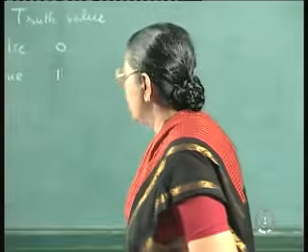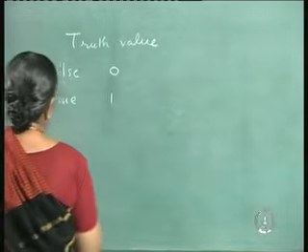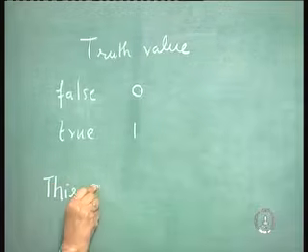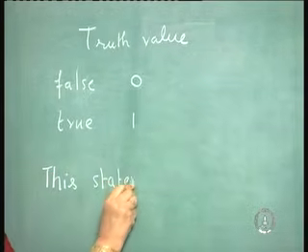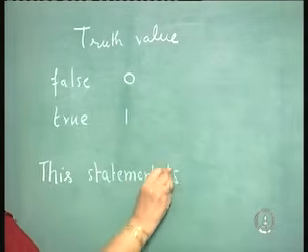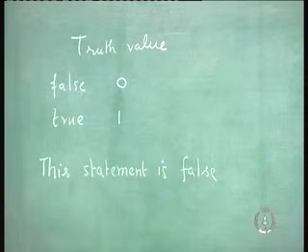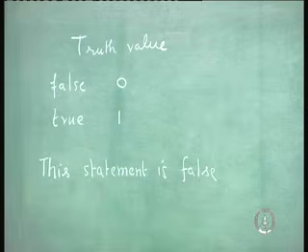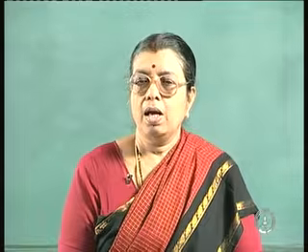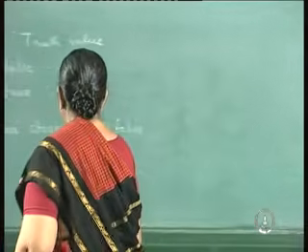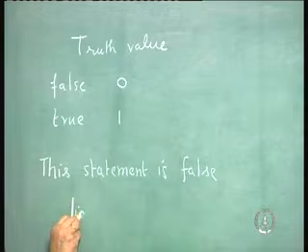For example, consider this sentence. This statement is false. This is an assertion. Is it a proposition? It is not a proposition because you cannot associate a truth value to this. If it is true, it is false. If it is false, it is true. So, you cannot associate a true or a false value with this statement. This is called a paradox, actually a liar paradox.